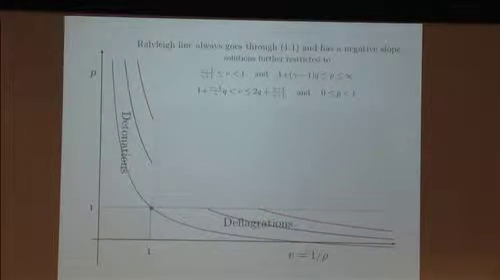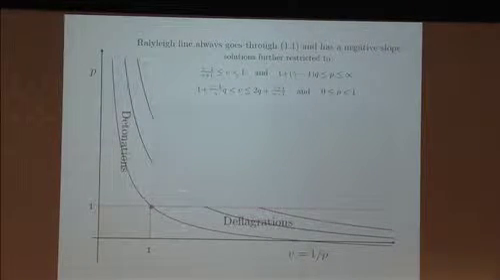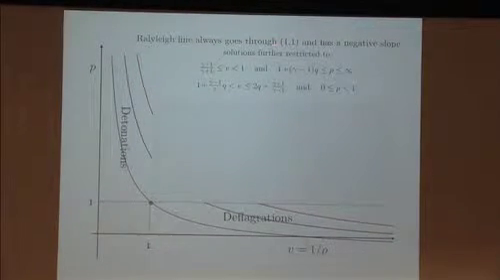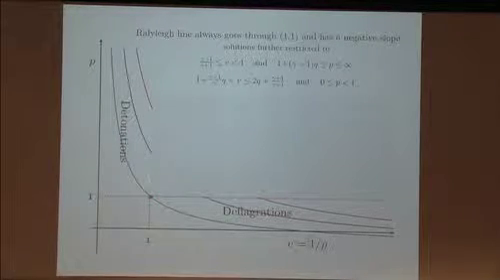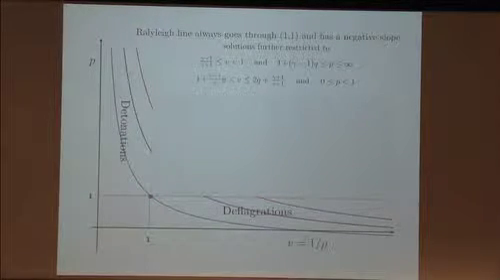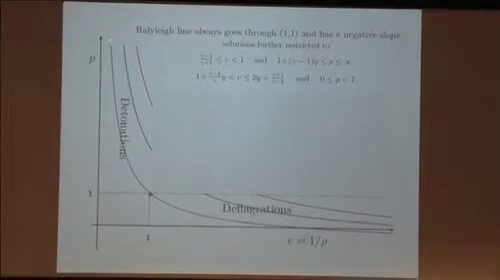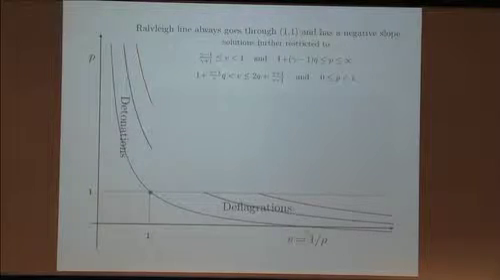Because of that, there is an entire region where no solutions are possible. This is the one I blocked here. The Rayleigh line always goes through 1, 1 and has a negative slope. So it will start here and it will have a negative slope. So it can be either in this direction or in this direction. So solutions can only be found in this strip or in this strip.